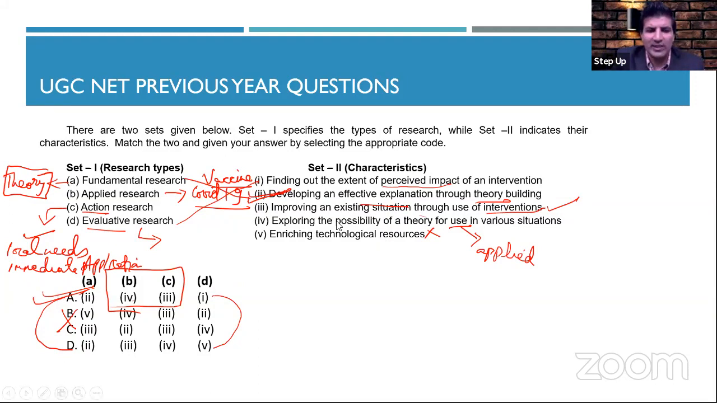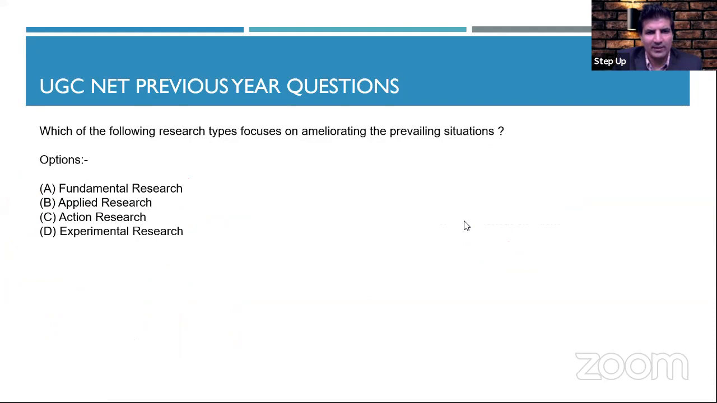Did you all understand clearly what these four research types are? And what are the examples that I gave you? Did you all understand clearly? Okay, great. Should we move to the next question then? Okay. All right. Yes, guys, let's attempt this one.